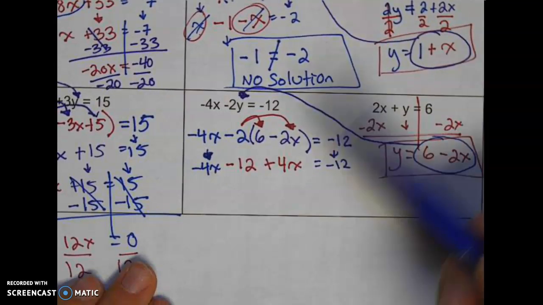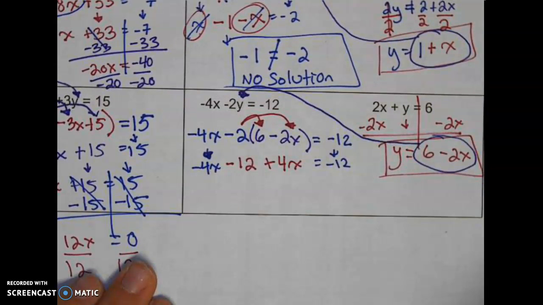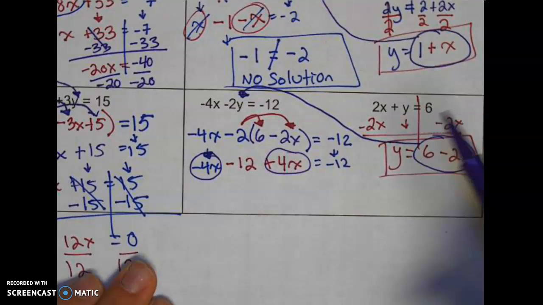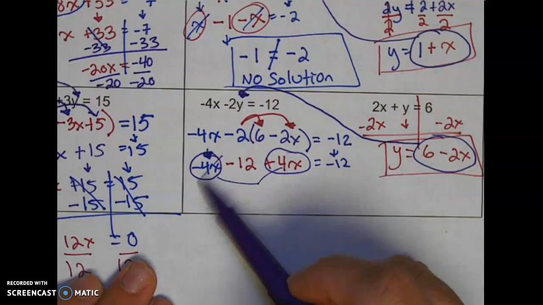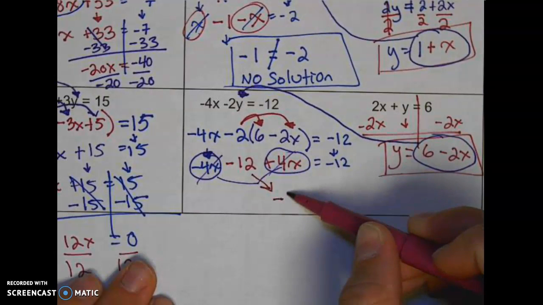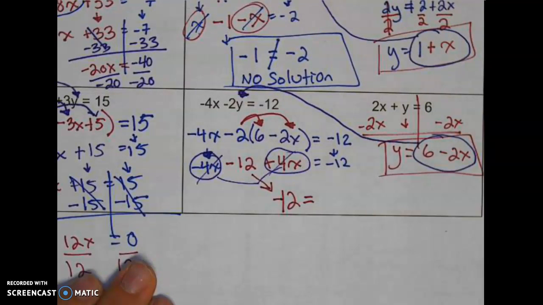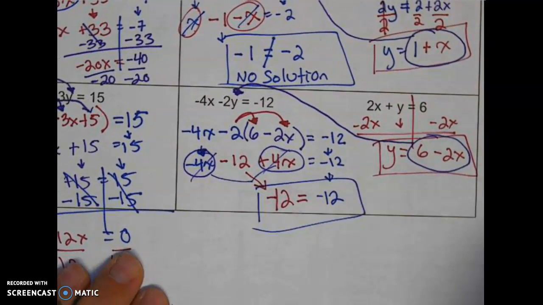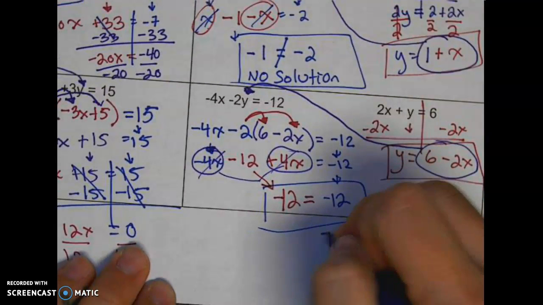Second to last thing to do, combine your like terms. So I have a negative 4x and a positive 4x, which are going to completely cancel. And I'm just going to be left with negative 12 equals negative 12. So what type of solution is this? Infinitely many solutions.